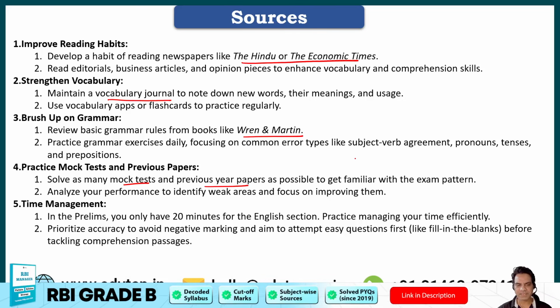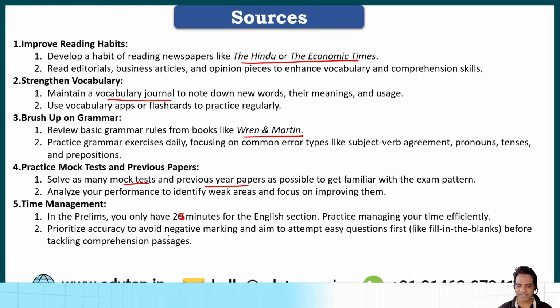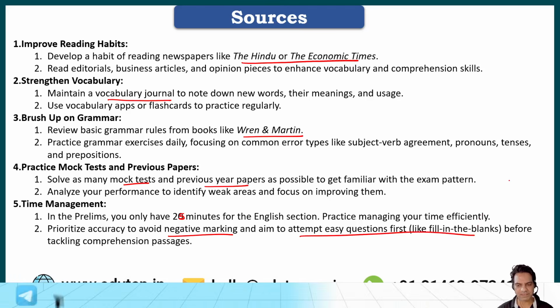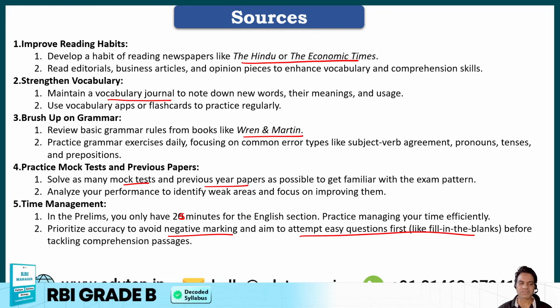And time management, guys, you only have 25 minutes for the English section. So practice managing your time efficiently, and prioritize accuracy to avoid negative marking, and aim to attempt easy questions like fill in the blanks, error detection before tackling comprehension passages. So your attempt should be in the ascending order. Shorter questions, smaller questions first, bigger questions later on.